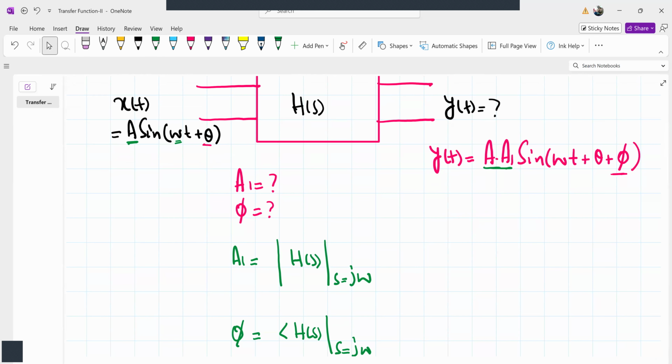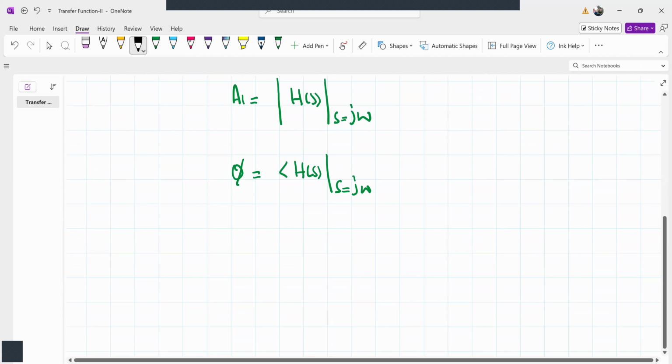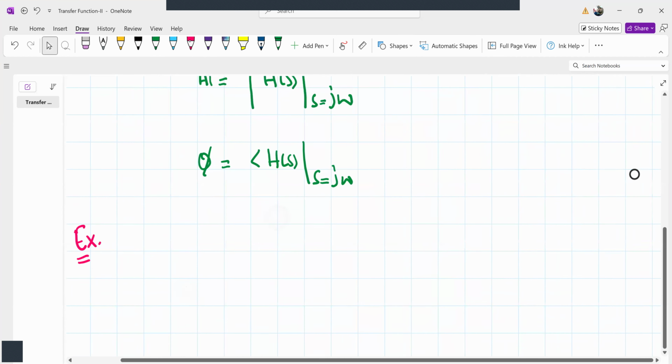So what's the first thing that we learn? If the input is a sine wave, only two quantities change from input to output: amplitude and phase. Frequency remains the same. That's the first observation. The frequency of this voltage source or current source remains the same at the output. Let's solve some examples to understand this concept. Let's suppose the transfer function is given. Sometimes you may have to determine the transfer function first, and then use this approach. If the transfer function is already given, we can proceed.